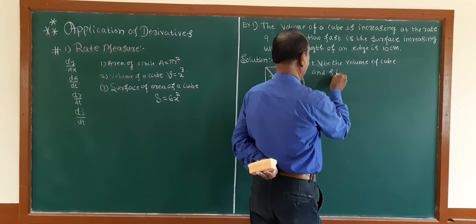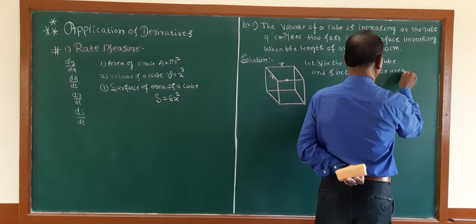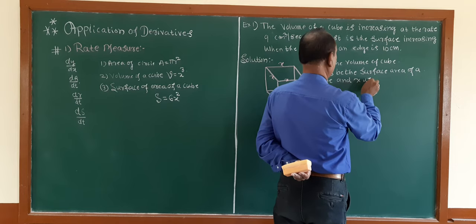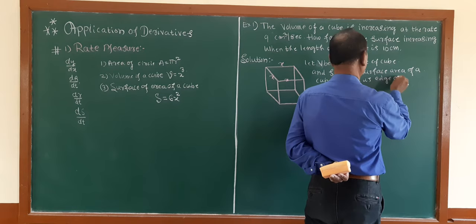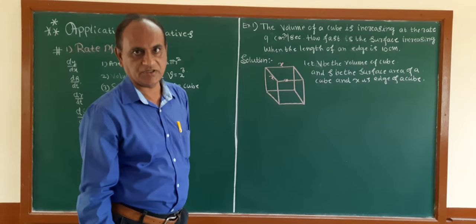and S the surface area of a cube, and x the edge of a cube. In general, V means the volume of the cube, S means the surface area of the cube, and x is the edge of the cube.